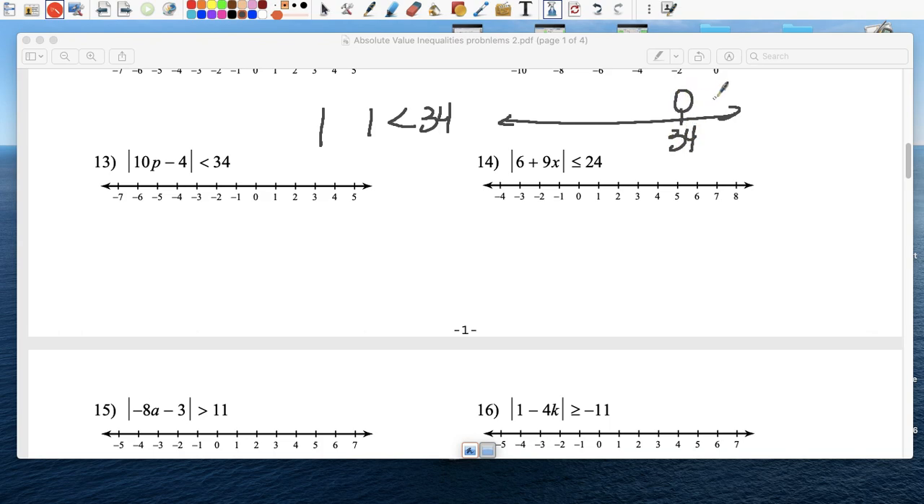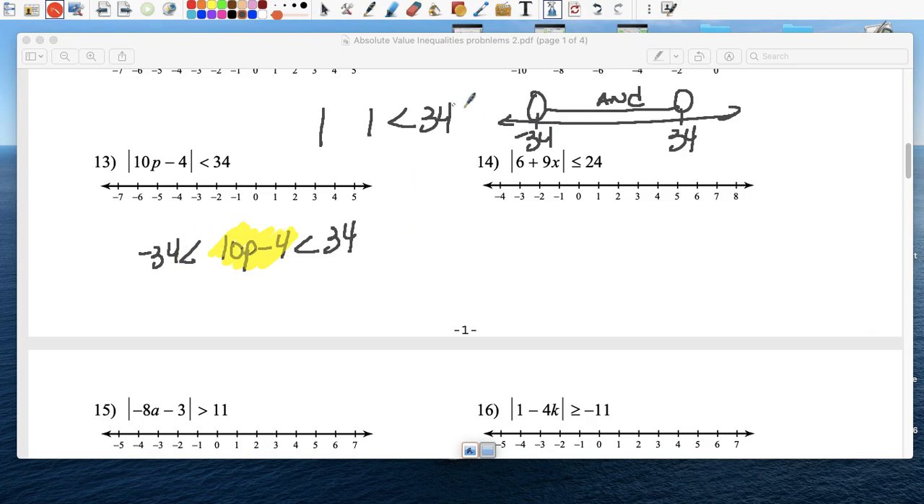34, no, so it's not going to be shaded. 33 works, 33.99 works, and it's going to work all the way to, but not including, -34. So it's another AND problem. Whatever value that you multiply by 10, then subtract 4, has to equal a number between -34 and 34, not inclusive, to make that inequality true. So we know that 10p minus 4 has to be less than 34 and greater than -34.